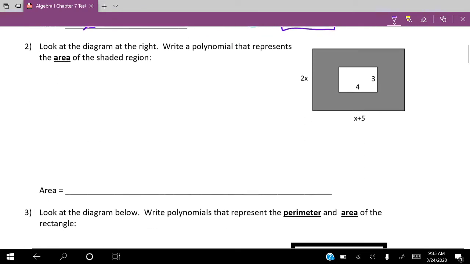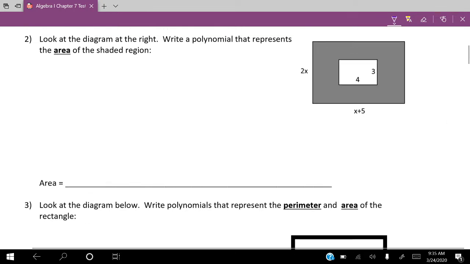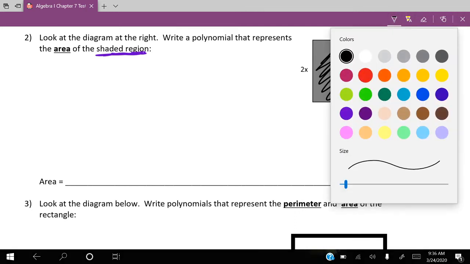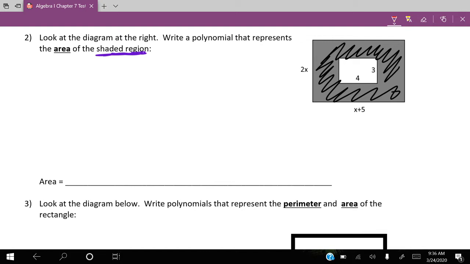Number 2 says, look at the diagram on the right. Write a polynomial that represents the area of the shaded region. Now, shaded region is very important. If we notice, the shaded region is everything outside, all right? What we're going to do is go ahead and find the area of the large rectangle. If I can choose this red. We're going to find the area of the large rectangle. And then we're going to take away the area of the small rectangle. And for those of you who are wondering what I mean by take away, I mean subtract.